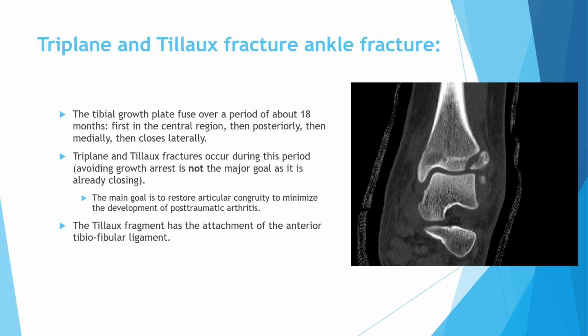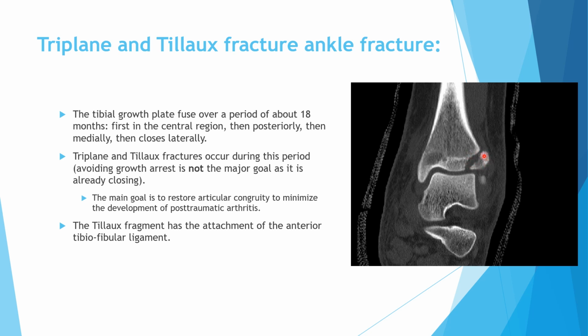There are 2 characteristic fractures that happen in the tibia, the triplane and the Tillaux fracture, and we're going to discuss both. There is an important anatomical fact here in the distal tibial physis. It does not close as one line at the same time. It takes about 1 to 1.5 years to close. It follows a certain pattern, usually starts central, then goes posterior, medial, and lateral. So the lateral part is the last part to fuse.